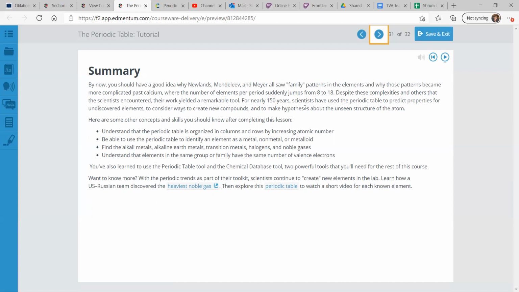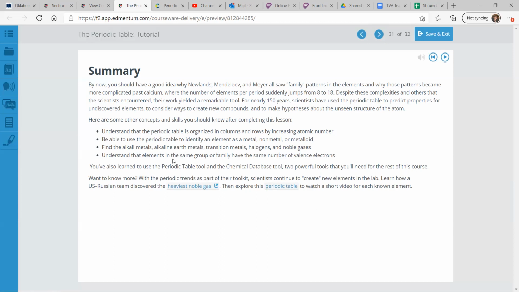And they use it to consider ways to create new compounds and to make hypotheses about the unseen structure of the atom. Here are some other concepts and skills you should know after completing this lesson. Understand that the periodic table is organized in columns and rows by increasing atomic number. Be able to use the periodic table to identify an element as a metal, non-metal, or metalloid. Metals are on the left-hand side, non-metals are on the right, and metalloids are in between.